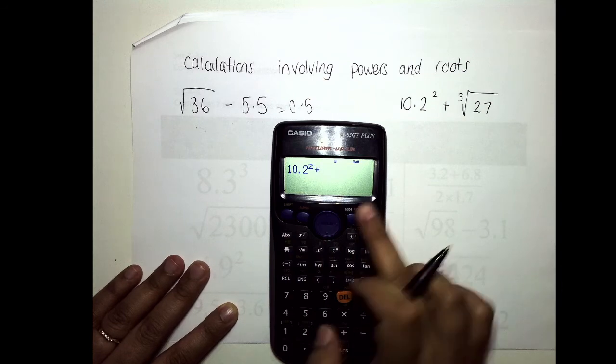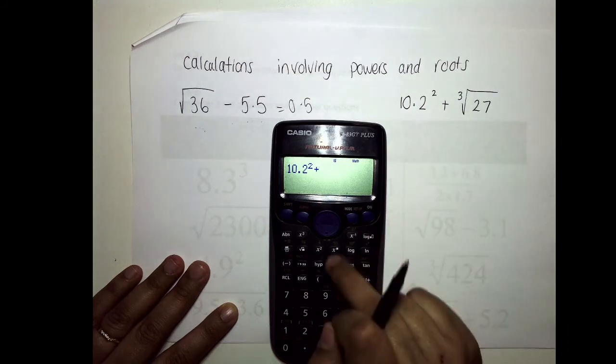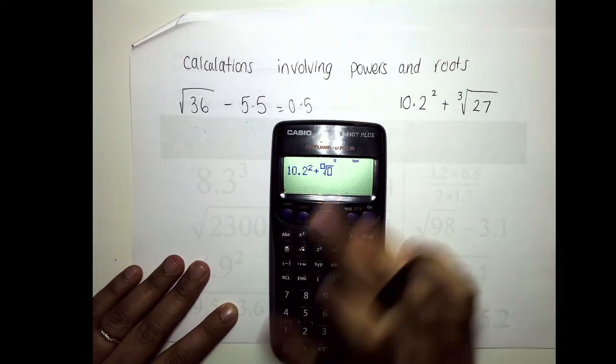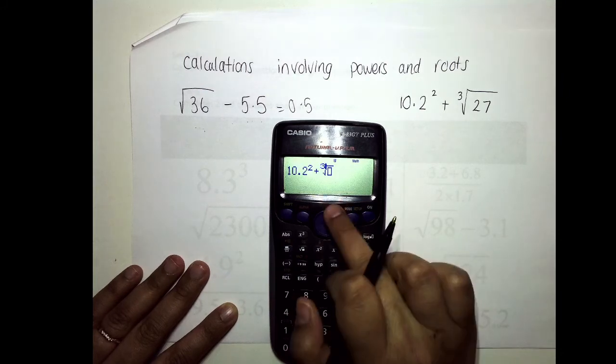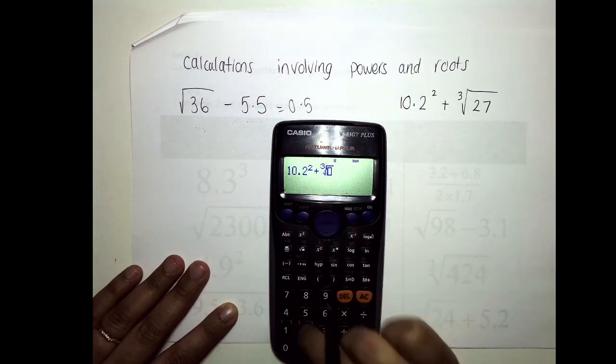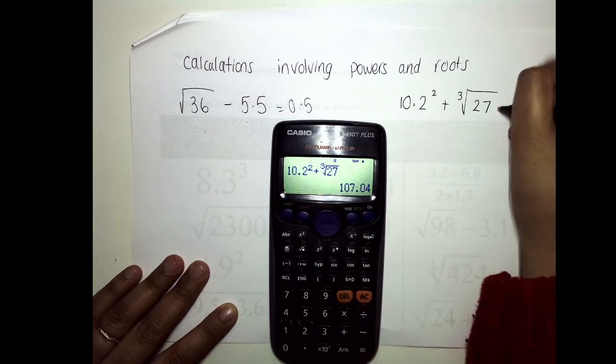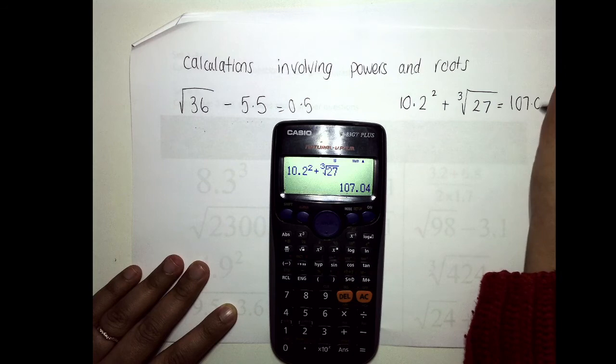Okay, and now I want to know the cube root. So remember, when we want to find the root of any number, we have to use Shift and press the X power button, and that allows me to input 3 as the root, and the number we are cube rooting is 27, and the answer is as follows, 107.04.